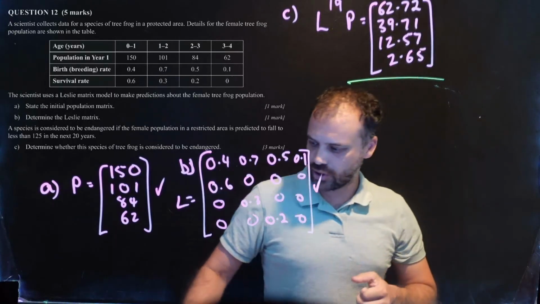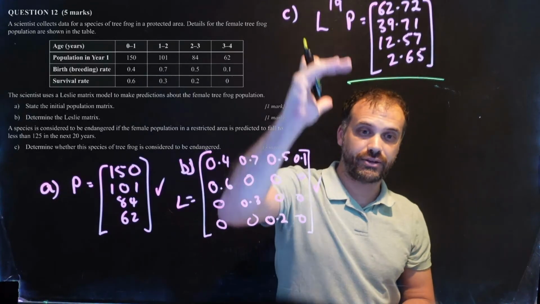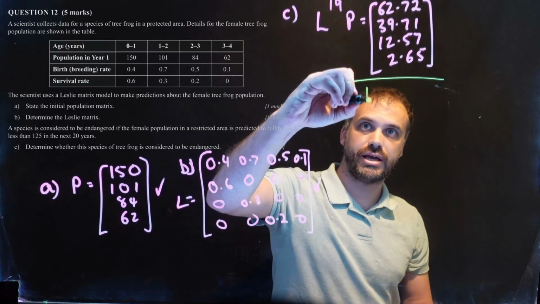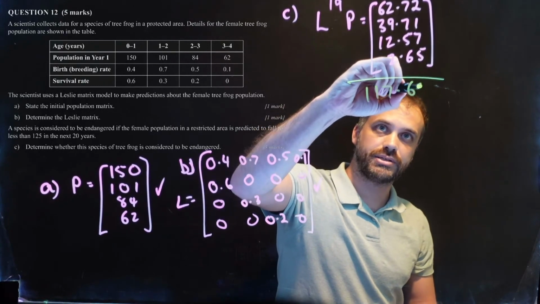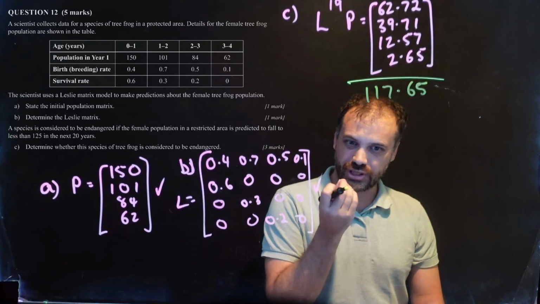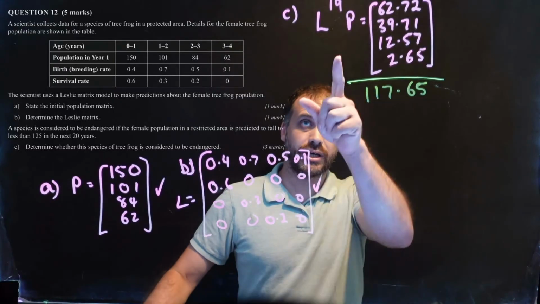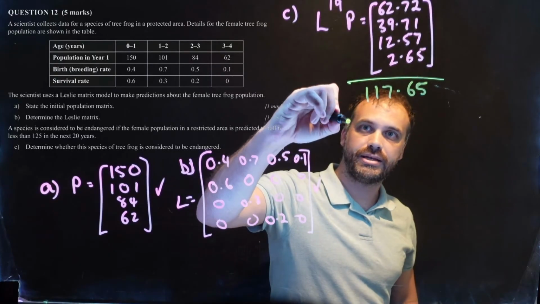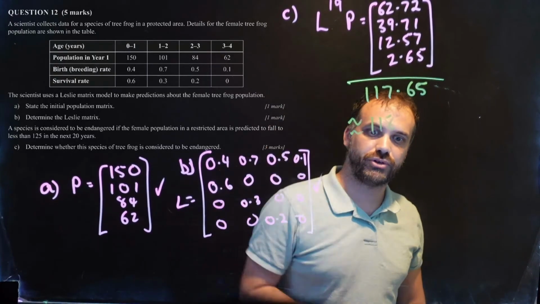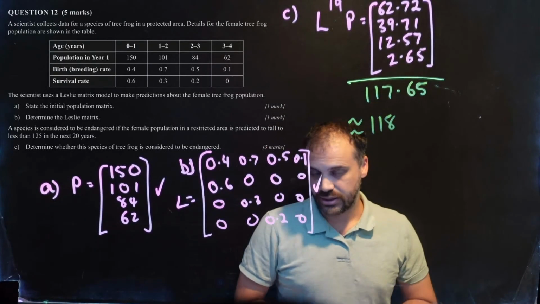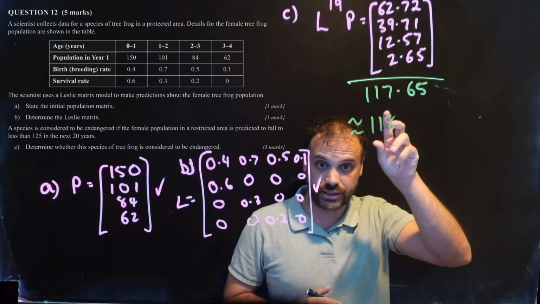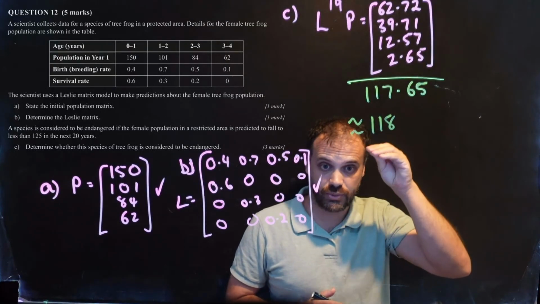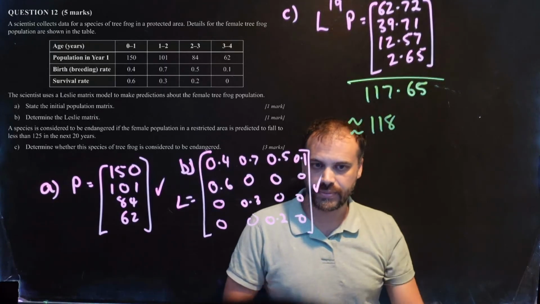Now, what camp am I in? I'm the camp that you should just add those together and round at the end. So I have 117.65. So the approximate population after 20, or within 20 years, however you want to look at it, is approximately 118. Now, if you've used a different power, 20, it'll be less. If you've used 21, it'll be less again.